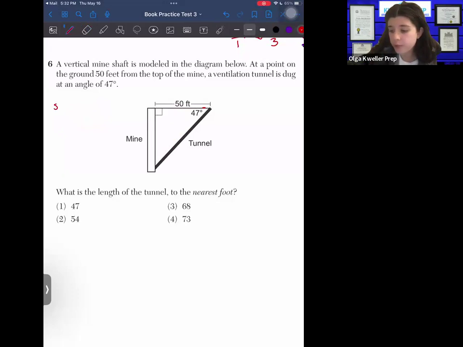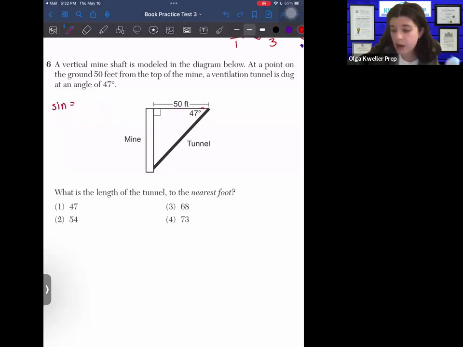So let me just rewrite our ratios just to review. SOHCAHTOA: sine is opposite over hypotenuse, cosine is adjacent over hypotenuse, and tangent is opposite over adjacent. Those are our ratios. Okay, so now out of the information given, which one do you think that we'd use in this case? Yeah, cosine. That's the information we have.